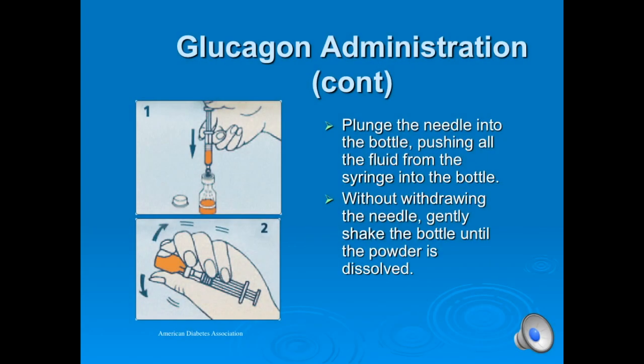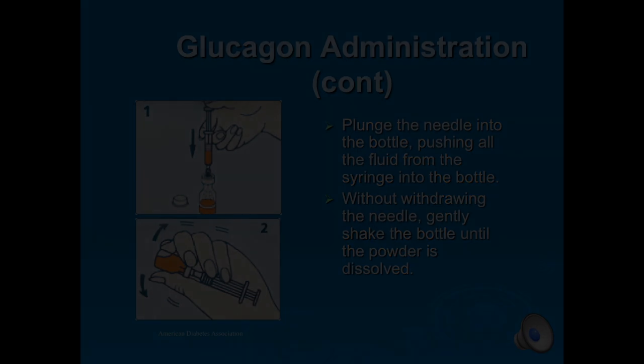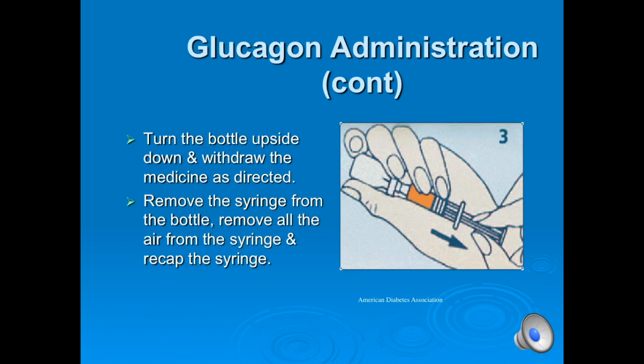Plunge the needle into the bottle, pushing all the fluid from the syringe into the bottle. Without withdrawing the needle, gently shake the bottle until the powder is dissolved. Turn the bottle upside down and withdraw the medicine. Remove the syringe from the bottle. Remove all the air from the syringe and recap the syringe.